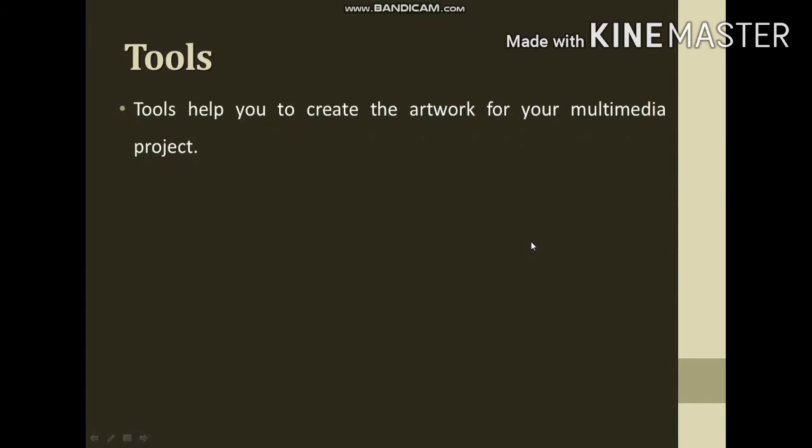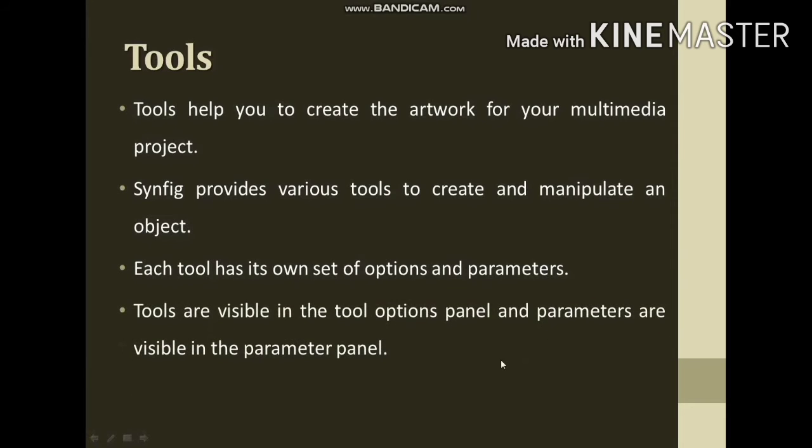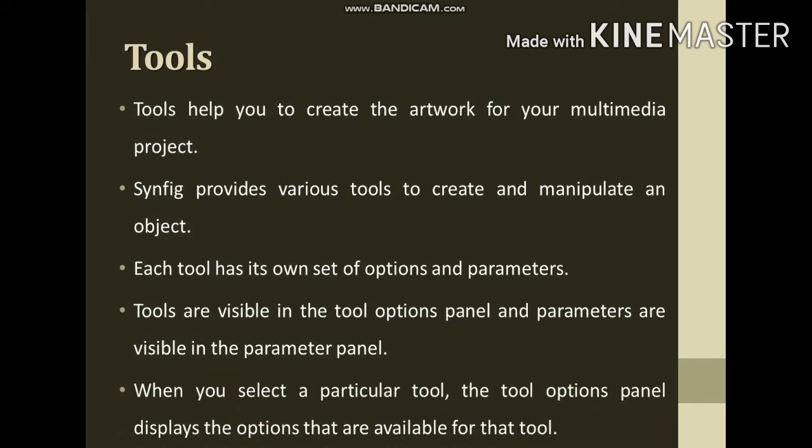Next is tools. Tools help you to create the artwork for your multimedia project. Synfig provides various tools to create and manipulate an object. Each tool has its own set of options and parameters. Tools are available in the tool options panel and parameters are available in the params panel. When you select a particular tool, the tool options panel displays the options that are available for that tool, which we have already seen.